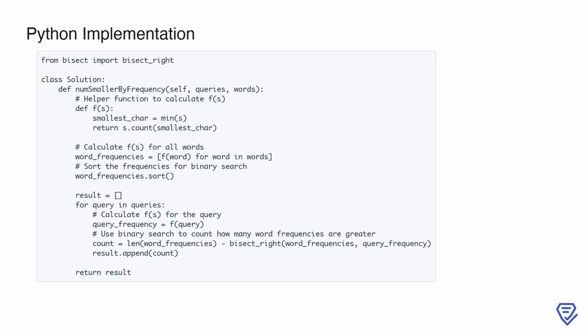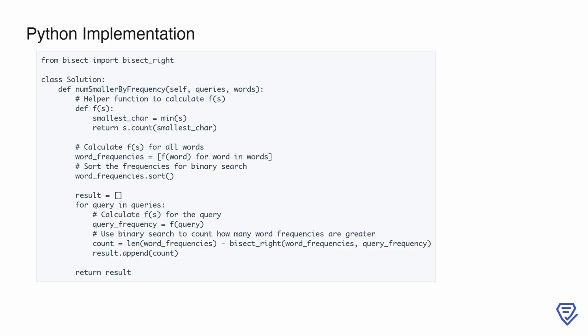3. Pre-processing words. For the words list, we compute the value of f(s) for each string and store these frequencies in a list called word_frequencies. This list is then sorted, enabling binary search operations. 4. Processing queries. For each string in queries, we calculate its f(s) value. Using the bisect_right function, we efficiently count how many elements in the sorted word_frequencies list are strictly greater than the query's frequency. This count is derived by subtracting the position returned by bisect_right from the total number of elements in the list. 5. Result compilation. The counts for each query are stored in a result list, which is returned as the final output.